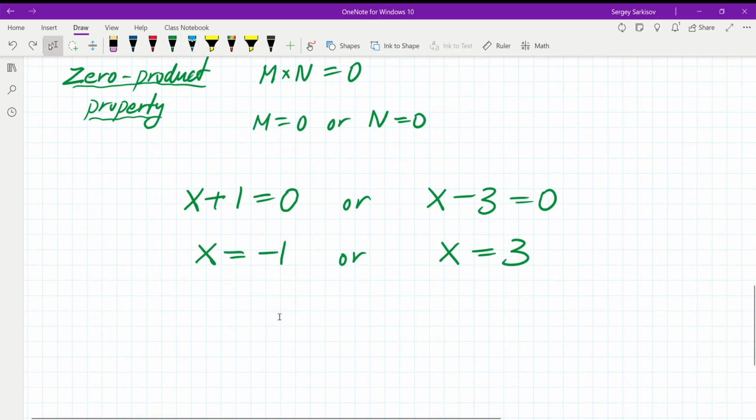Here we are. We have the answer. The solution is negative 1, comma 3. It's a combination of those two. Those are the two answers. X is negative 1 or x is 3. So the answer is that there are two possible solutions, negative 1, 3.